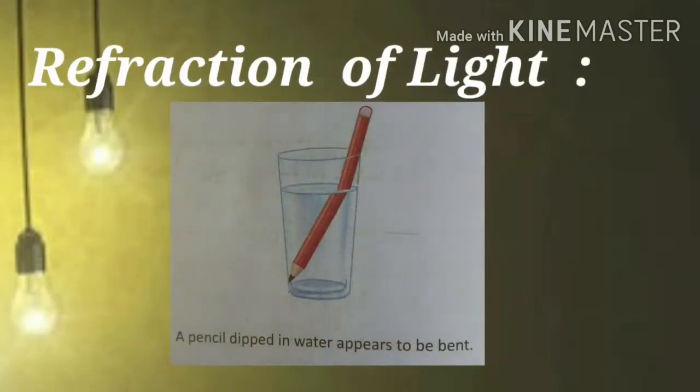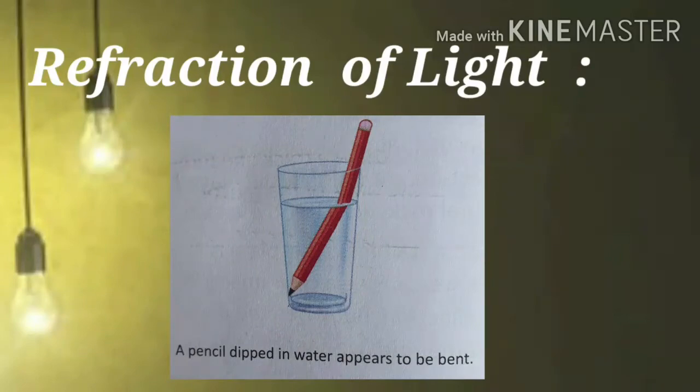Students, before starting our next topic, that is refraction of light, you have to perform an activity. What will you do? You have to take one transparent glass and fill water inside it. After filling the water, put a pencil inside the glass and observe it from outside. What you will see is that the pencil appears to be bent. Now, why is it happening? This is because of the process of refraction.